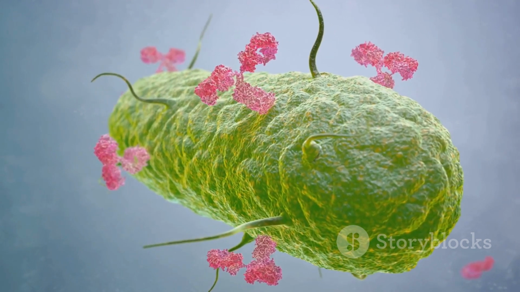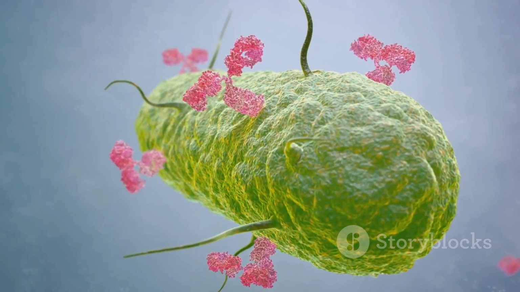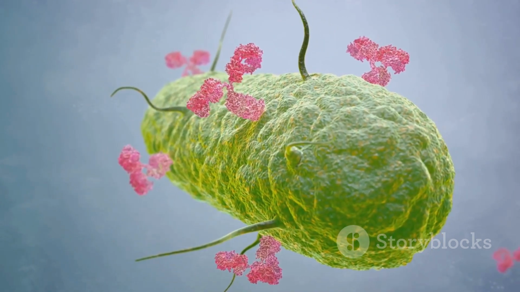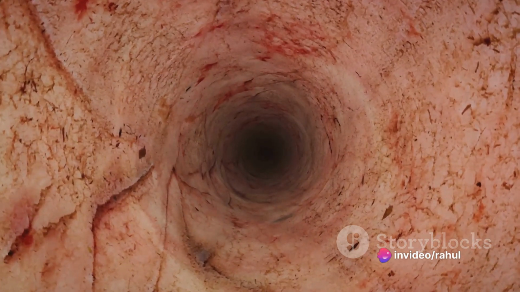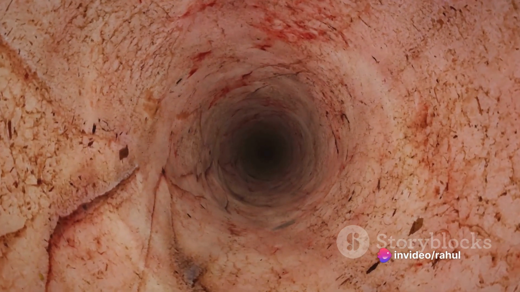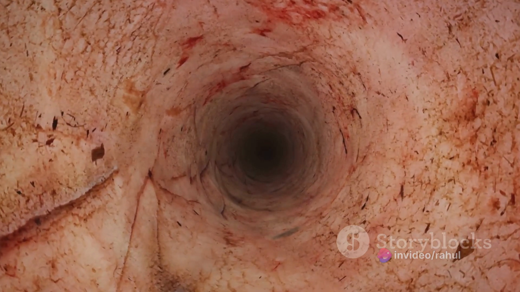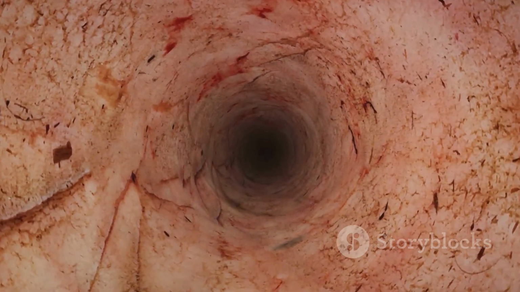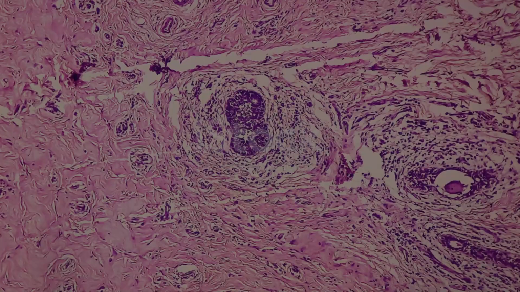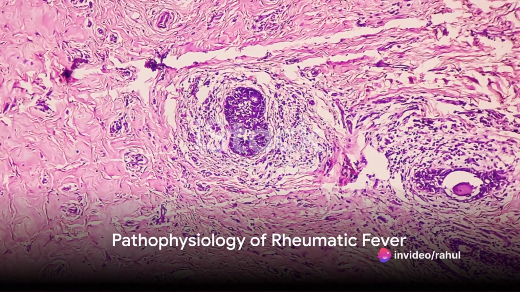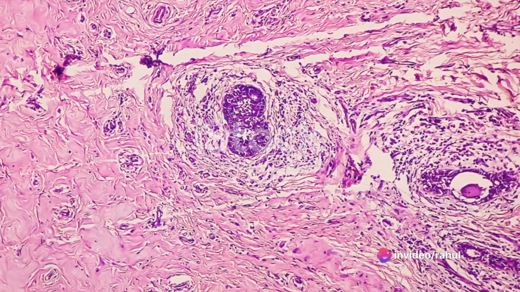The cell wall of Streptococcus pyogenes contains a highly antigenic virulence factor called M protein. It is believed that the antibodies against M protein cross-react with myosin and the smooth muscle of arteries. This response then leads to the clinical features of rheumatic fever. In rheumatic heart fever, we find granulomatous nodules known as Aschoff bodies.